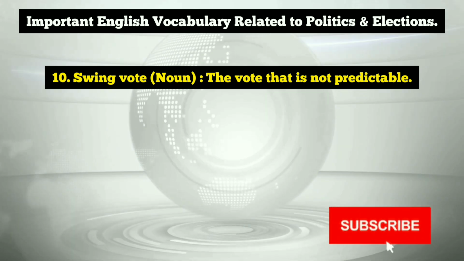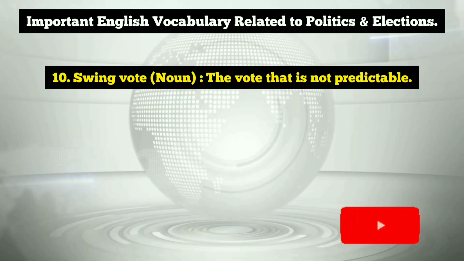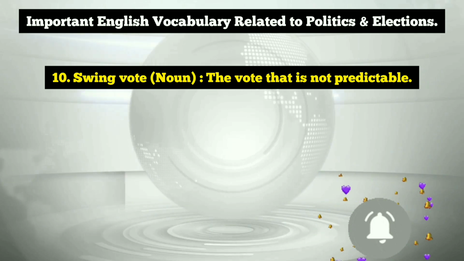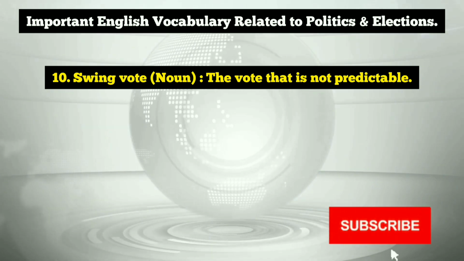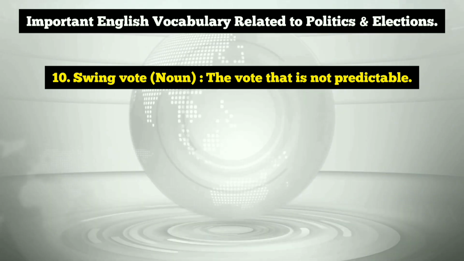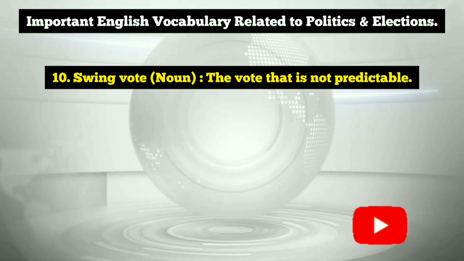Similarly, we have understood, I guess, swing vote is also a noun. Let me tell you the meaning of swing vote. So swing vote means the vote that is not predictable and which may decide the fate of that election, who is going to win. That unpredictable vote, that means vote that changes, fluctuates, or vote that changes again and again. That vote is called swing vote. It is also a noun.